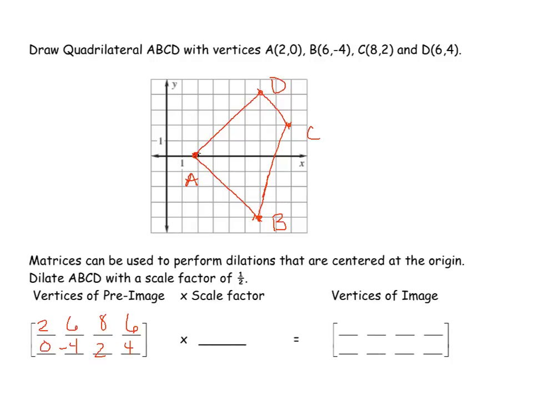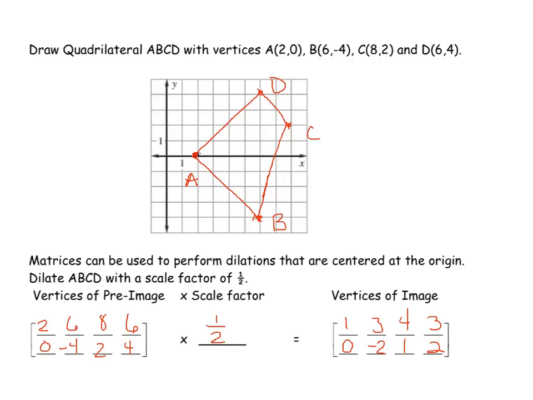And then the way we represent the dilation is we multiply it times this scale factor. And when we multiply matrices times a number, we call that a scalar. And this time our scalar is 1/2. And all I do is I take every single coordinate and I multiply it by 1/2. So 2 times 1/2 is 1, 0 times 1/2 is 0, and so on. So we get 3, -2, 4, 1, 3, 2. And those are the vertices of my new figure.